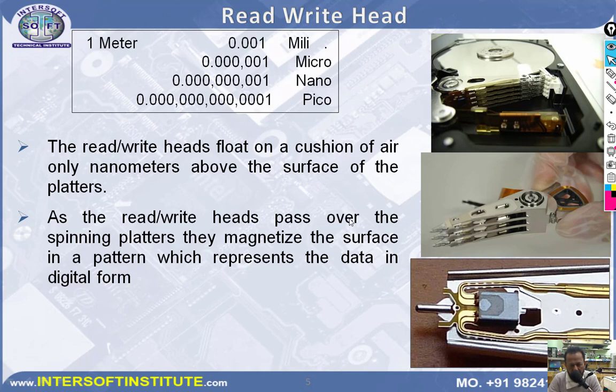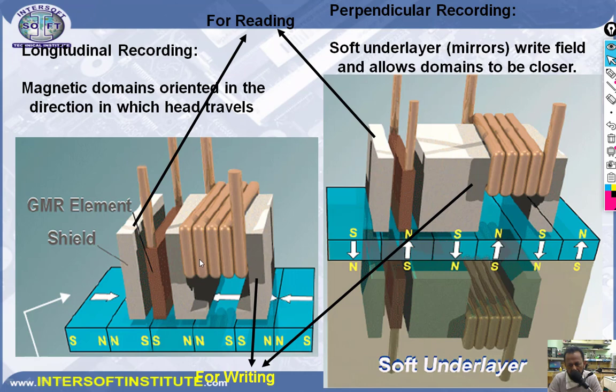As the read write head passes over the spinning platter, it magnetizes the surface of the platter, which represents the data in the form of bits. You can see the distance here, a very small distance, and this is your platter. The platter stores the magnetic field like south to north or north to south, 0 and 1. There are two types of recording method, longitudinal and perpendicular.